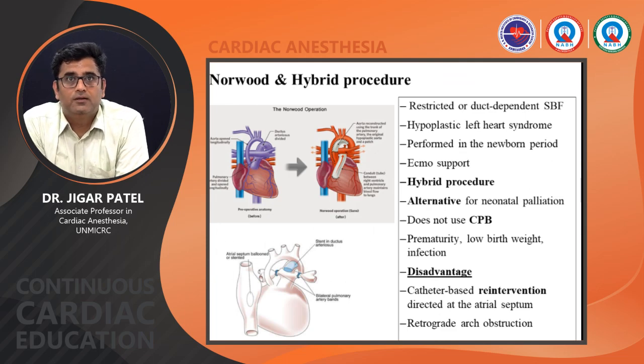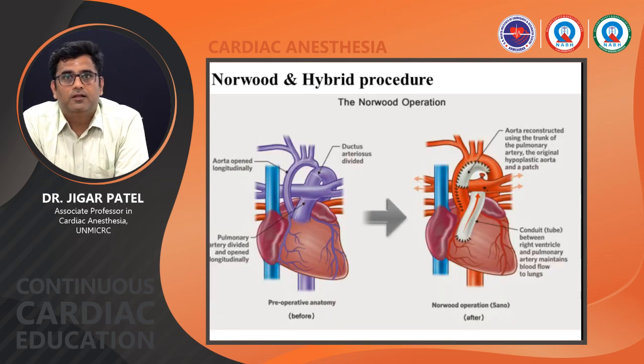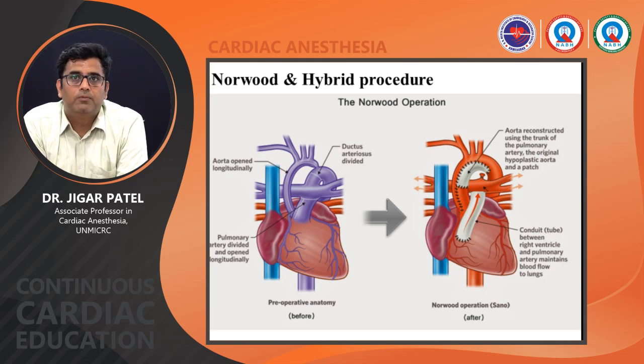The second procedure for obstructed or duct-dependent systemic blood flow is the Norwood procedure. It is done in hypoplastic left heart syndrome and performed in the newborn period with ECMO support. The procedure is as shown in the figure. The aorta is opened longitudinally, and the pulmonary artery is used to construct a new aorta, so it will achieve unobstructed systemic blood flow, and the pulmonary blood flow is given with either a central shunt, BT shunt or Sano shunt.